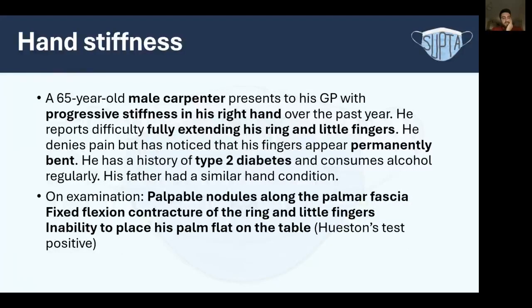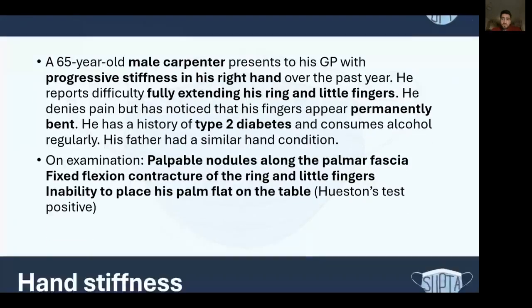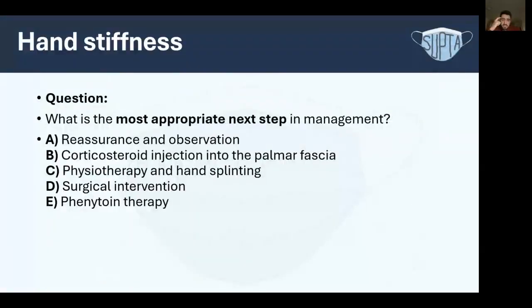Father had similar issues. On examination, a palpable nodule along the palmar fascia is noted, fixed flexion contracture of the ring and little finger, and inability to place his palm flat on the table. So he's tabletop test positive. The question is, what is the most appropriate next step in the management? Just going to give you a few seconds.